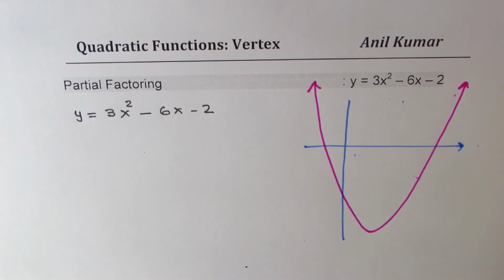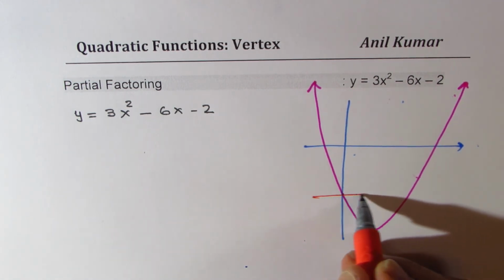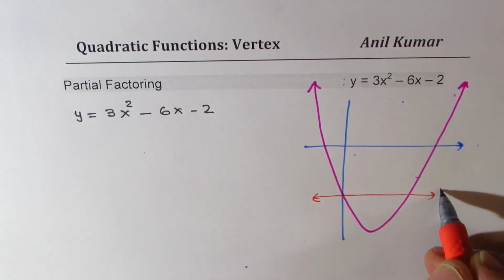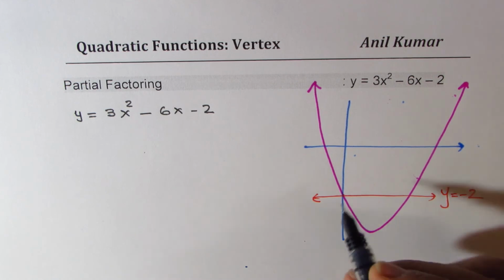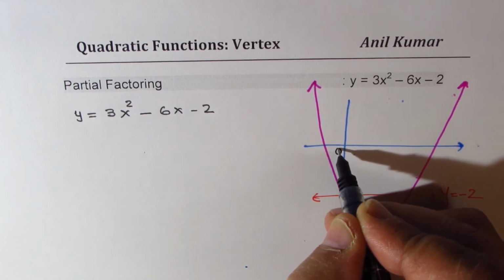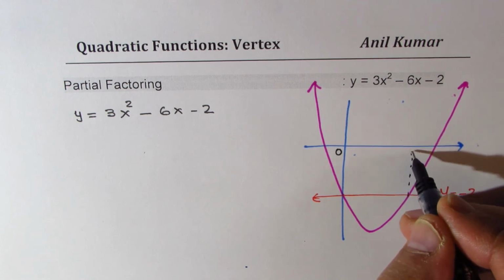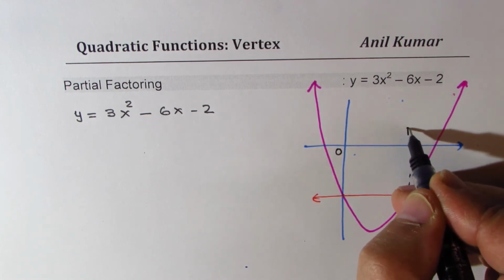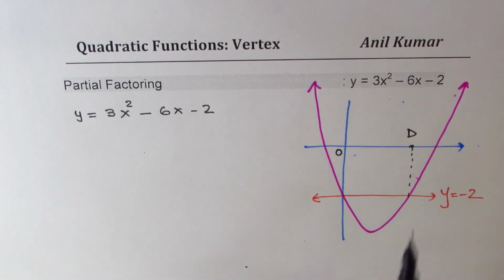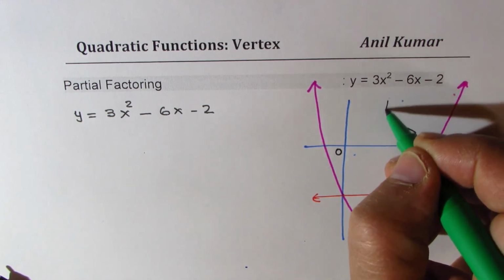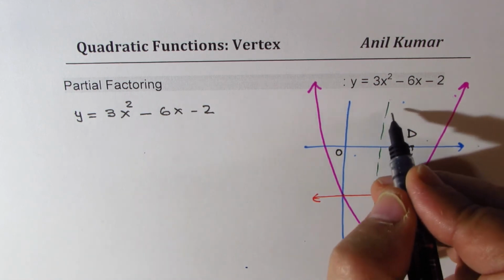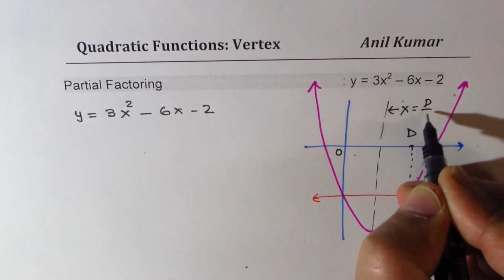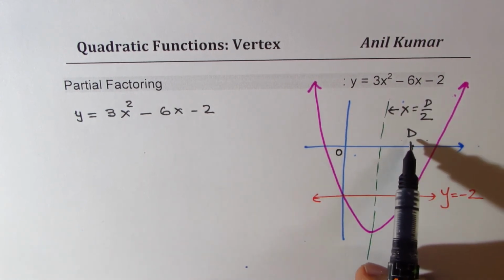Now what do you realize? If I draw a horizontal line right there, for example, this line will be y equals minus 2, right? This horizontal line intersects the graph at 2 points. One is when x is equal to 0. The other value is this one. So we call this value d initially, right? Now if you figure out that value, then what is the axis? The axis is midway between 0 and the value d. So we could write this equation as x equals d by 2. You get an idea. How do we find d?